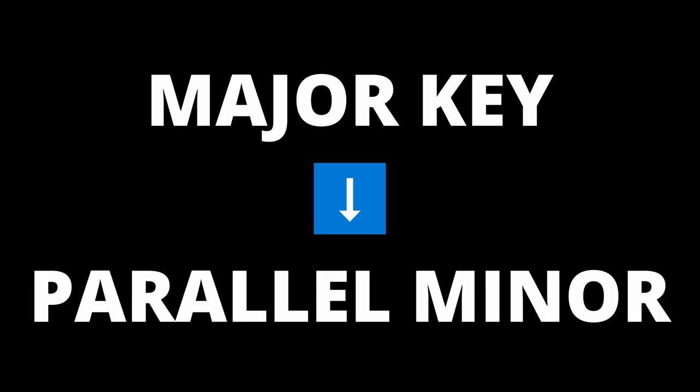Let's start by moving from major to parallel minor to look at modulation techniques. Moving from a major key to its parallel minor has a dark and gloomy effect, which can sound like the walls of the song are closing in. This can provide a useful sad contrast within an existing major key song.